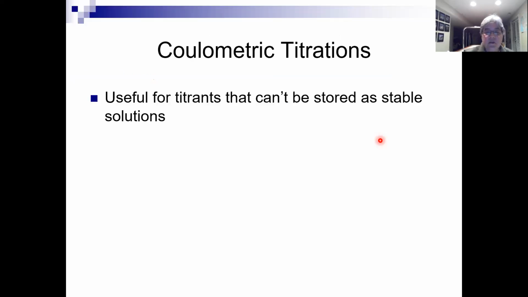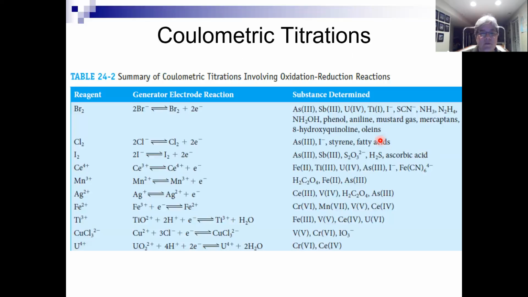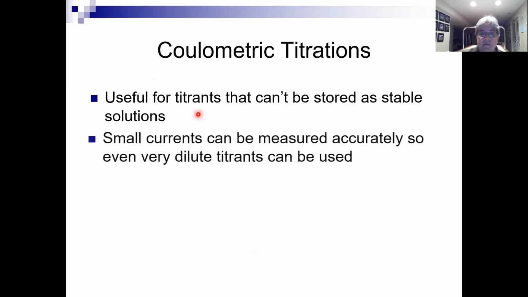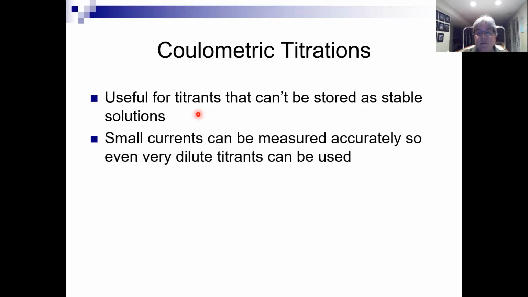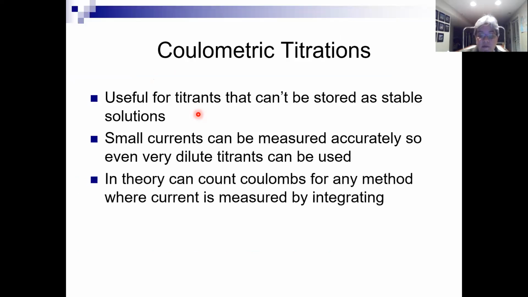Okay, so these titrations are good when your titrant cannot be stored as a stable solution. So notice like Br2, Cl2, we don't really want to store those. So it's good for forming that kind of thing. We use very small currents that we can measure very accurately. So even dilute titrations can be used. We don't need high concentrations, small amounts. In theory, we can count coulombs for any method where the current is measured by integrating.